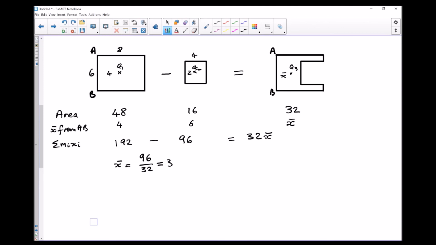So we know that the center of mass of the shape is 3 in from AB. Sorry, didn't mean to move it. 3 in from AB. Now we need to place that shape onto a slope so that the line from A to G is of length 3.